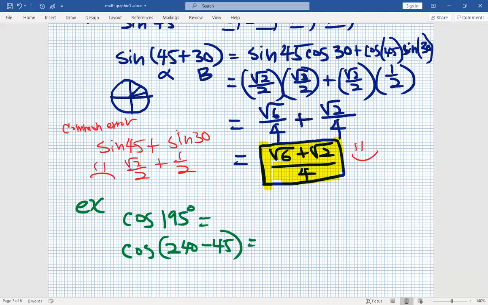Okay, so applying the formula now, remember it's cosine. This is going to be alpha. This is beta. So cosine of 240 right there, and then cosine of 45 right there. Remember, for cosine, when it's minus, it's actually plus. And then we have cosine, cosine, sine, sine.